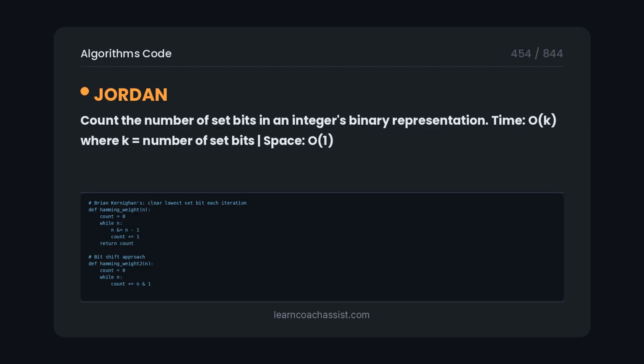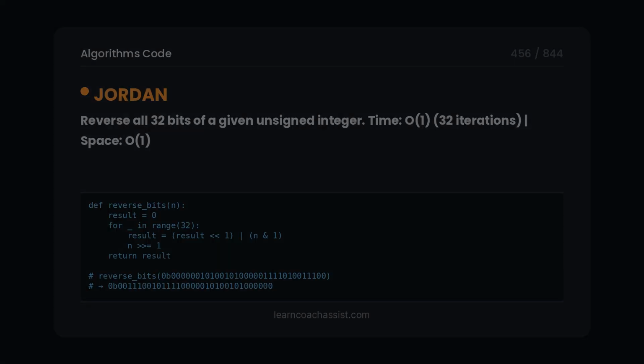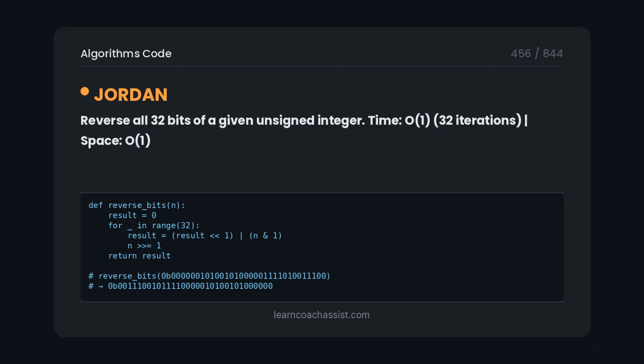Time O(k), where k equals number of set bits, space O(1). What is the reverse bits problem? Write the implementation in Python. Reverse all 32 bits of a given unsigned integer. Time O(1), 32 iterations, space O(1).